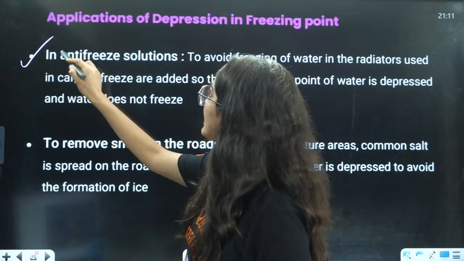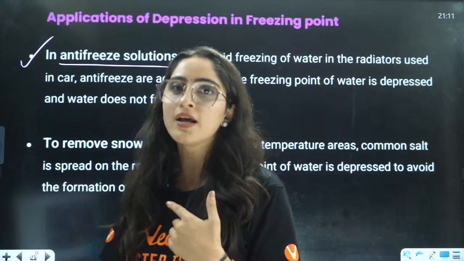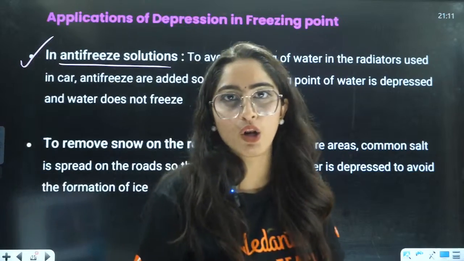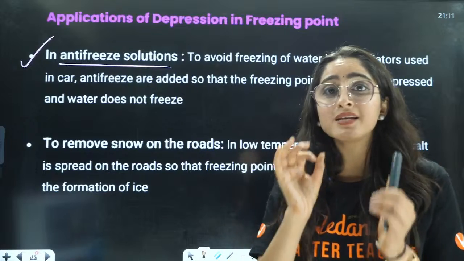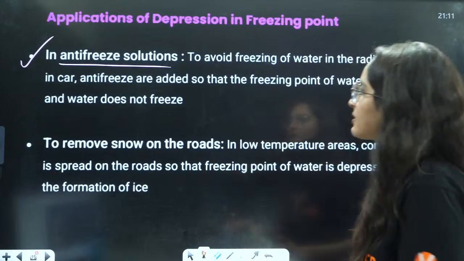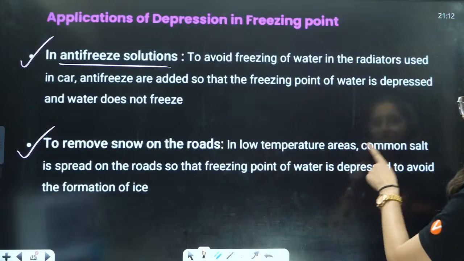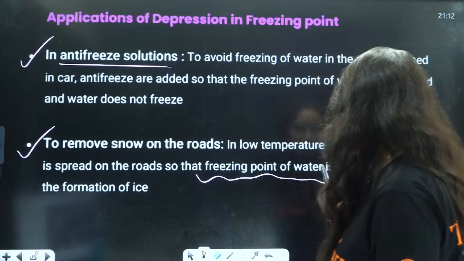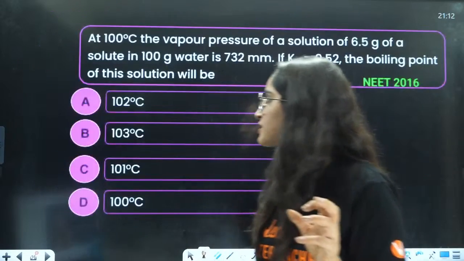Second thing is anti-freeze solution. Whenever we are going on some Leh Ladakh trip somewhere in the mountains, what we do is, in petrol we mix ethylene glycol. When we mix ethylene glycol in petrol, what exactly happens? Anti-freeze, that means it will lower down the freezing point. That is how our petrol will not freeze. This is the same thing that they have written here: to remove snow on the roads at low temperature, common salt is spread on the roads. The freezing point of water is depressed to avoid the formation of ice. So that was the useful thing of depression in freezing point.